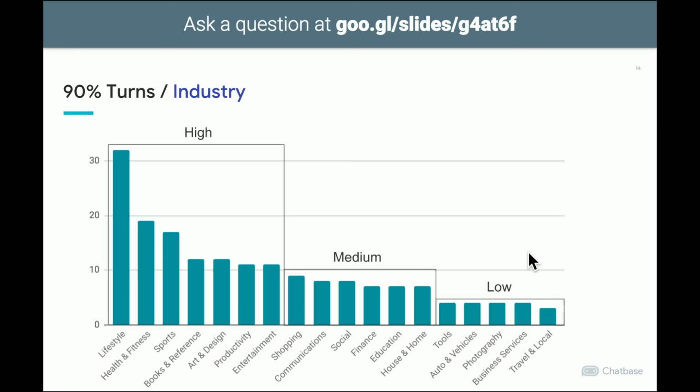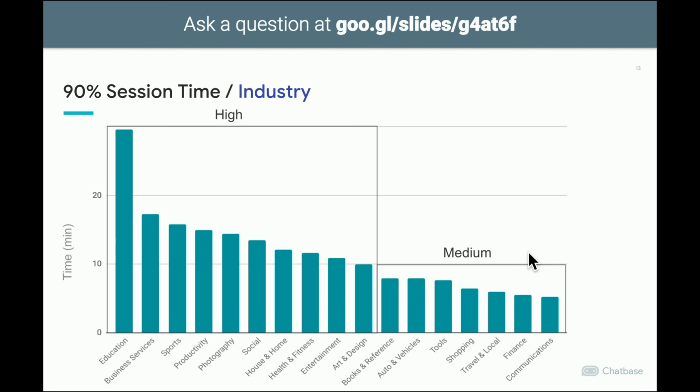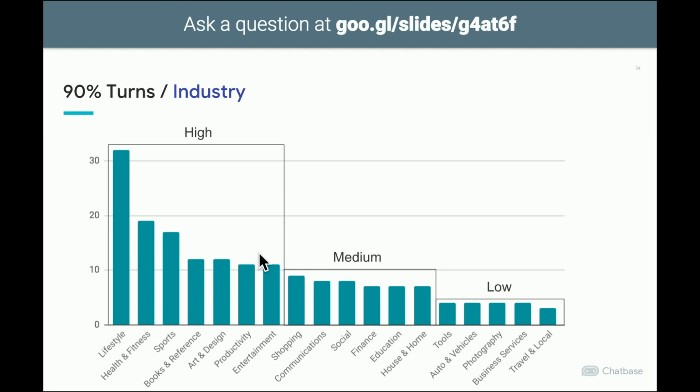When you look at turns, lifestyle really stands out with over 30 turns of the conversation. If we go back and look at the session time for lifestyle, you can see that lifestyle is actually, I'll revise this after this and add lifestyle back in. I see that I missed it here, but I'll correct that after this session. But anyways, lifestyle really did well.